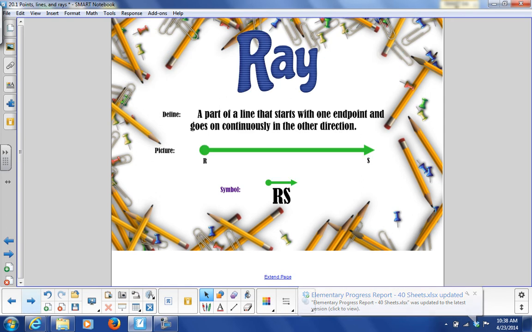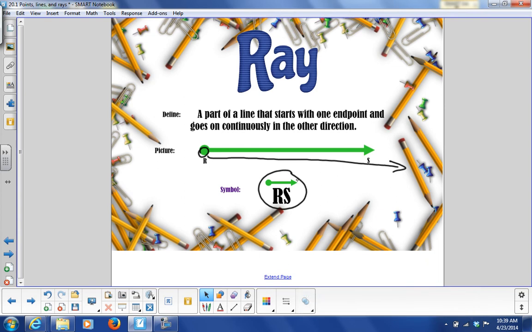All right, a ray. A ray is a little bit of both. The definition of a ray is a part of a line that starts with one endpoint and goes on continuously in the other direction. Okay, so we start here with R, and it continues to go way past S. That's why you have the arrow. Okay, and it is written like this: R, S, with a point and an arrow going the right way. So the line can't continue this way. It's only going to go to the right.